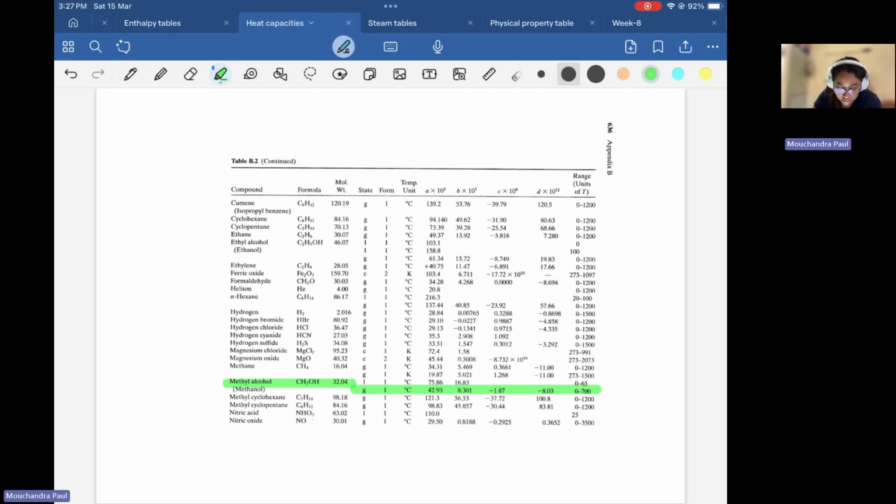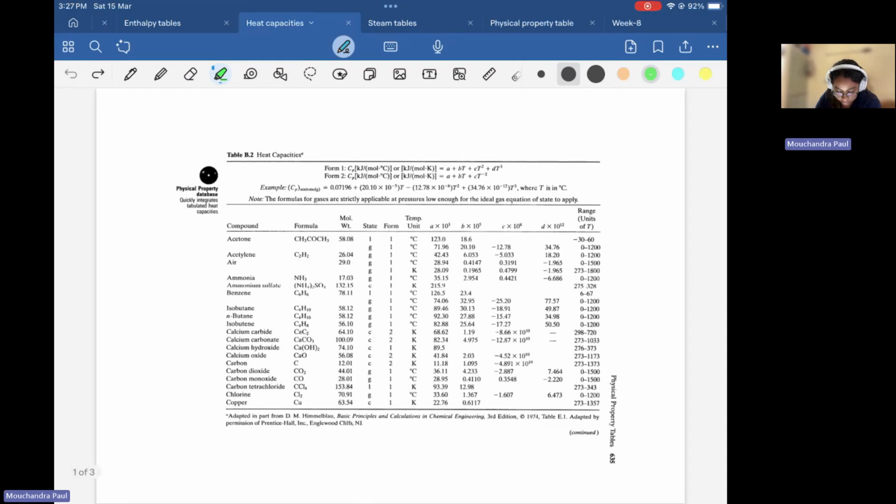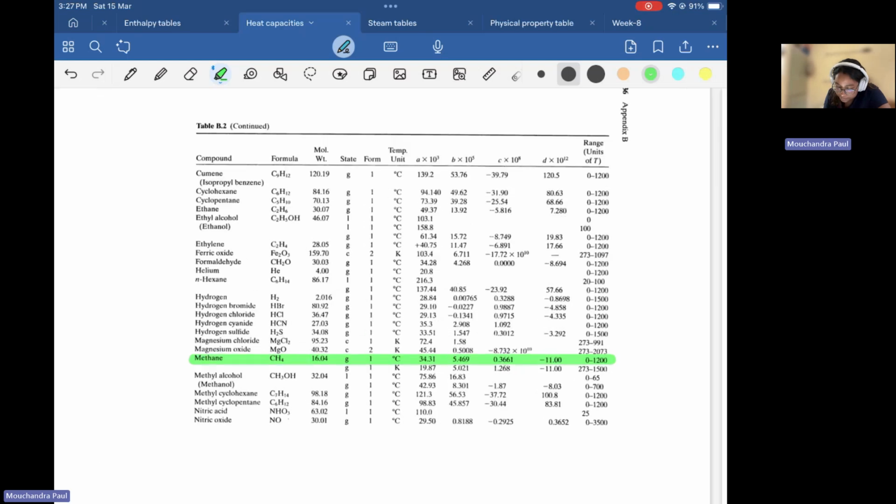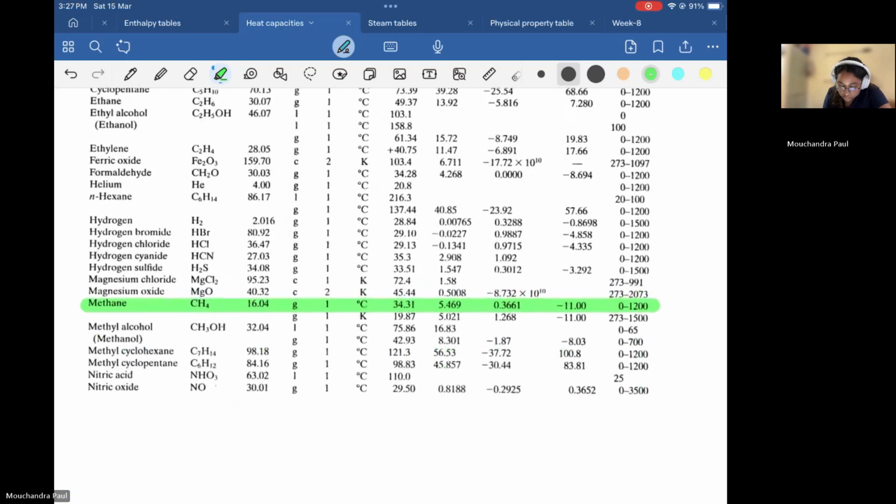So not methanol or methane. Sorry, confusion. Wait, for methane gas form in degrees Celsius, it is like this. This is the values. Okay.